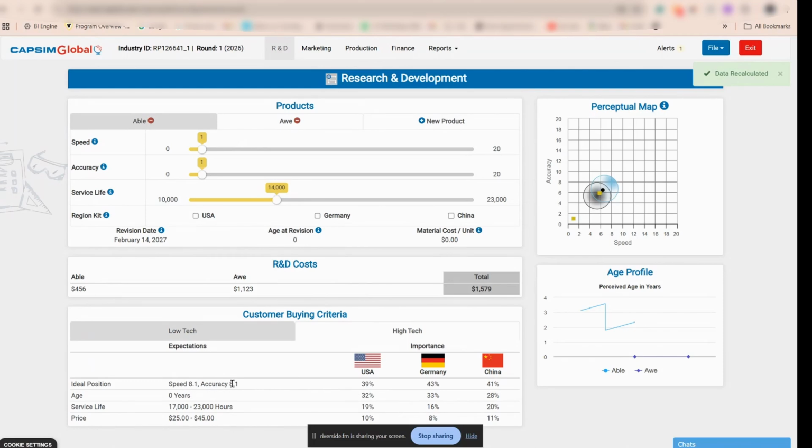Speed 8.1, accuracy 8.1. But this is in 2026. If we put it at 8.1 for speed and accuracy and service life 17,000 or 20. Let's leave it at 17,000. Let's start from there. It's going to be out in 2027. That's not even in this year. So it's going to be in 2027.